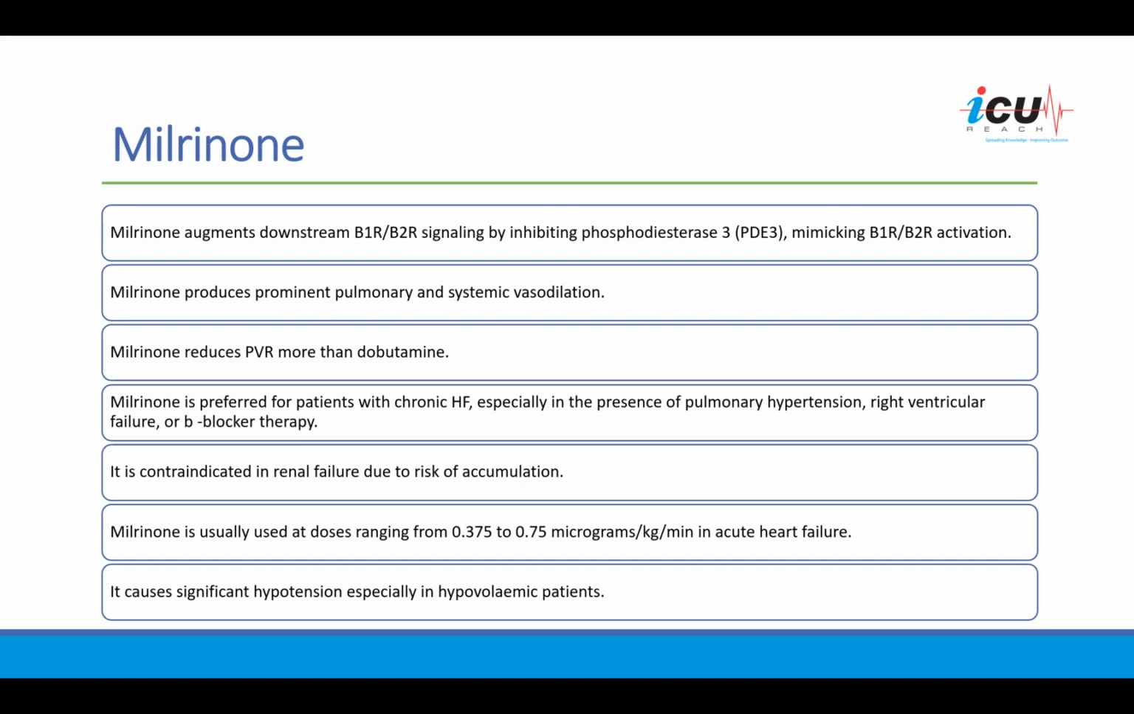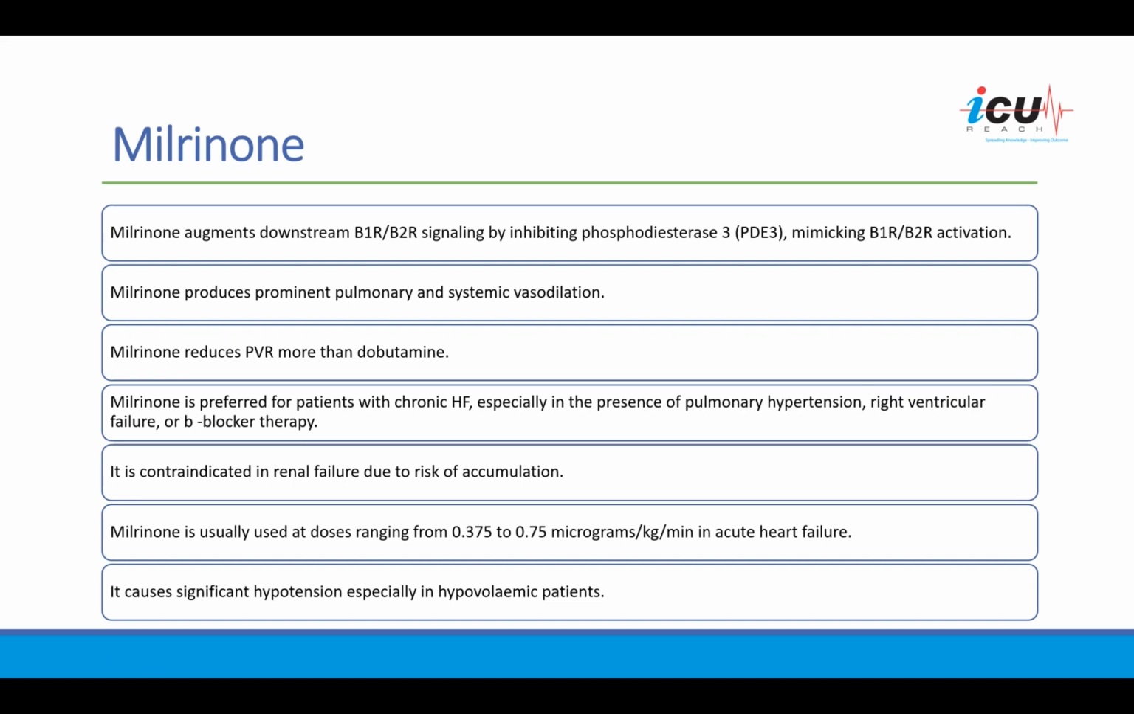Then milrinone augments the downstream of beta-1, beta-2 signaling by inhibiting phosphodiesterase 3. It produces prominent pulmonary and systemic vasodilatation, so it is an agent that is preferred in patients with pulmonary hypertension, as milrinone reduces pulmonary vascular resistance more than dobutamine. Milrinone is the preferred agent for patients with chronic heart failure, especially in the presence of pulmonary hypertension, right ventricular failure, or beta blocker therapy.